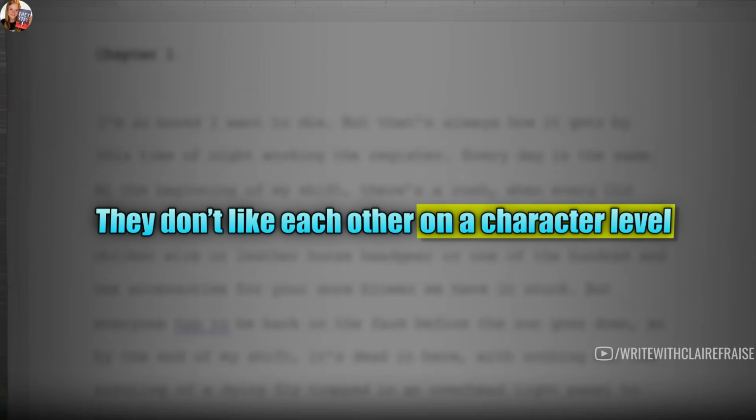The first one is they don't like each other on a character level. Like their characters just don't get along. Their personalities clash. It's very common for contemporary writers especially to have two characters just start out on the wrong foot. Like they have a really bad first impression or they have been caught up in some sort of misunderstanding that was never cleared up.